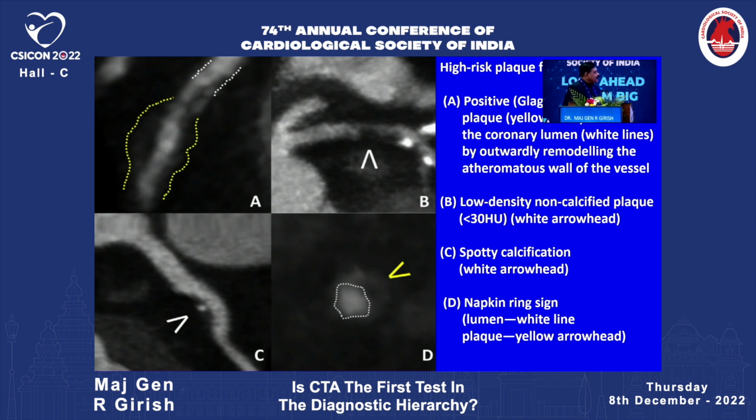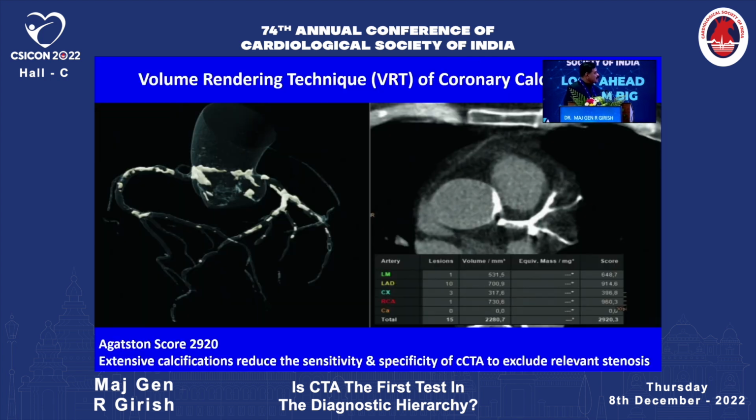These are the high-risk plaque features seen on CCTA, that is positive remodeling or the Glagov effect, low density non-calcified plaque, spotty calcification, and napkin ring sign, that is due to circumferential necrosis. These are considered to be high-risk plaque features and associated with adverse prognostic features. Any coronary calcium score above 0 is far more sensitive in predicting MACE, major adverse cardiac events, as compared to a positive stress test.